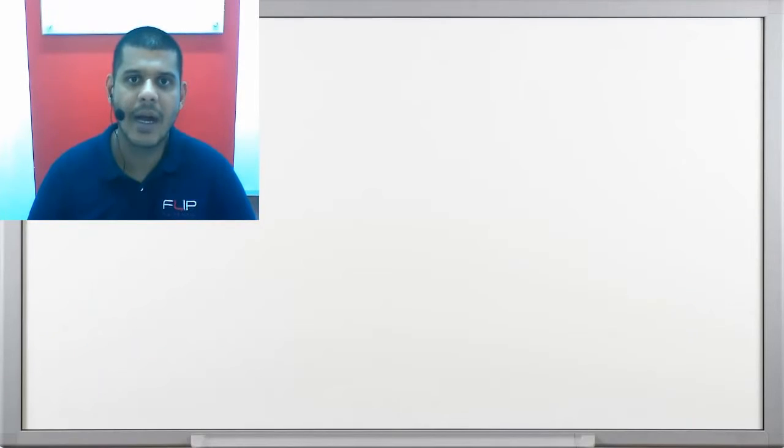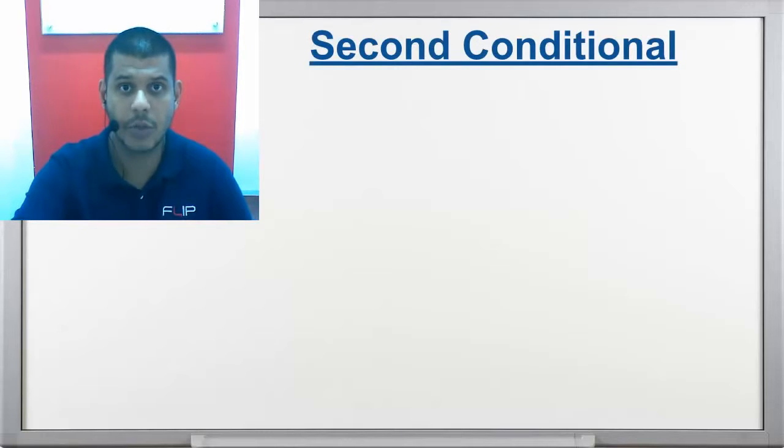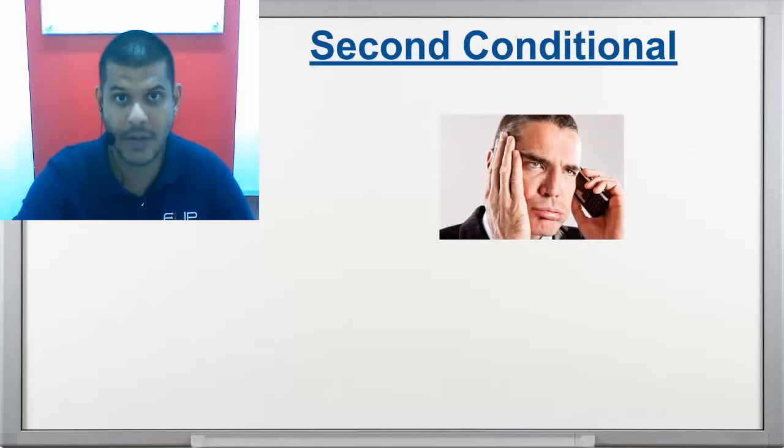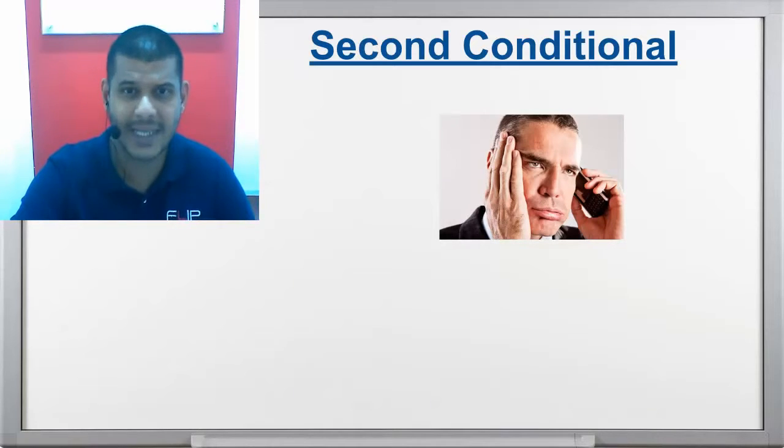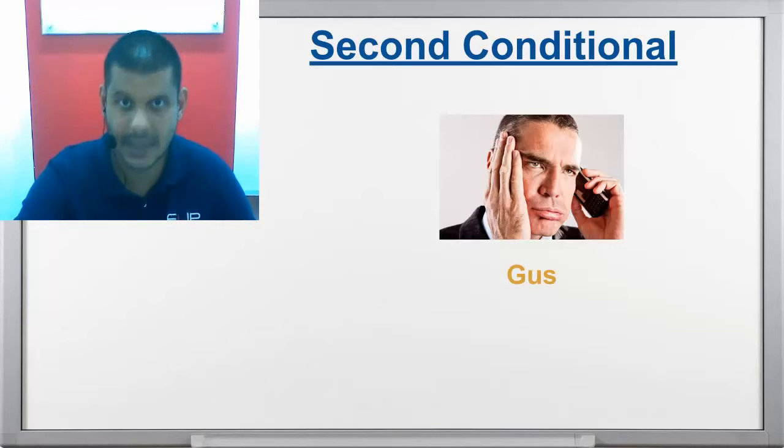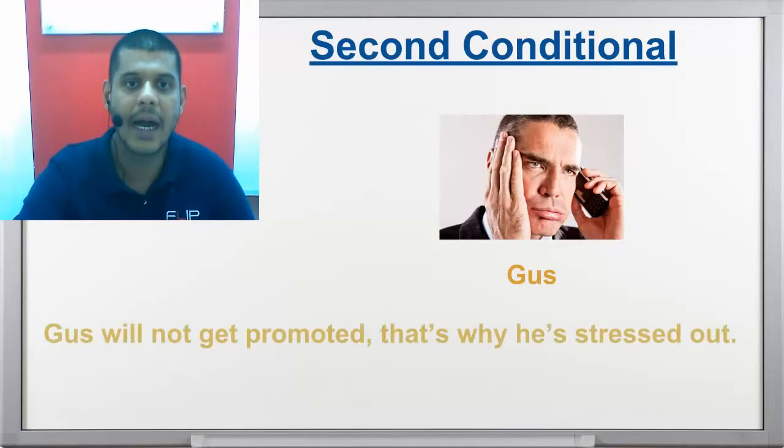Take a look. Okay, my friends, as I said, today we'll talk a little bit about the second conditional. But before I explain how to use it, I'm going to give you some examples. We're going to create some situations here. First, take a look at this picture. This stressed, impatient guy right here, his name is Gus. Now pay attention to Gus's situation.